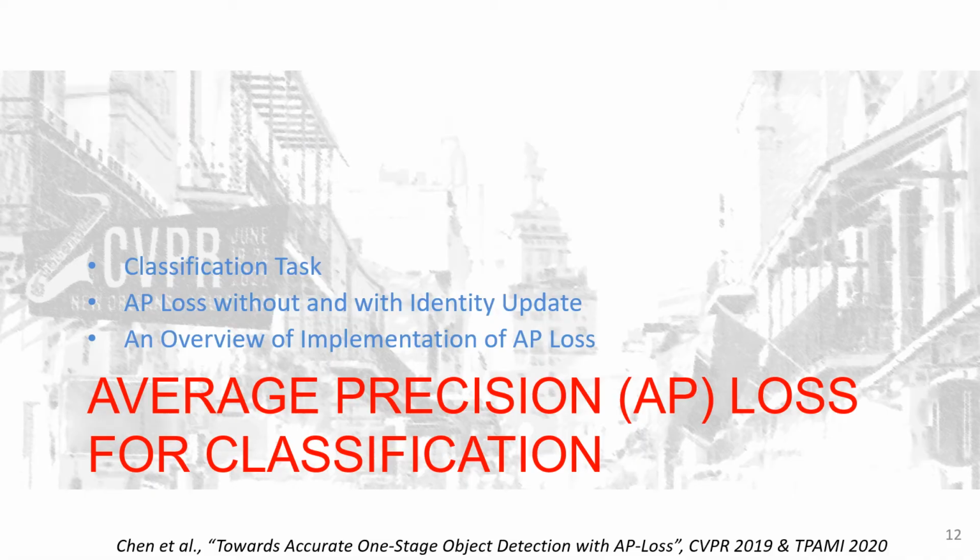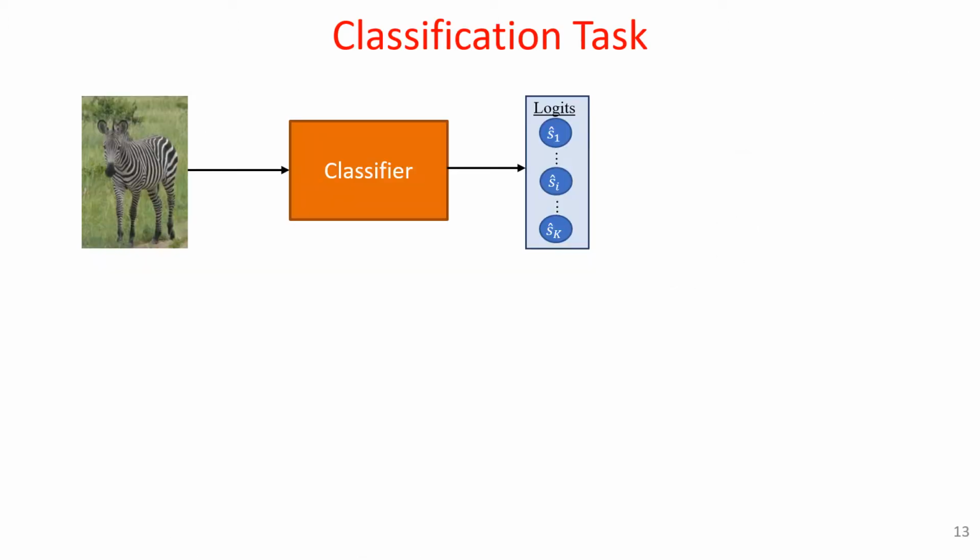Now I will continue with average precision loss, AP loss in short. In this part, I will revisit the classification task, derive average precision loss without and with identity update, and finally I will provide an overview of the implementation of AP loss. Average precision loss is proposed as a ranking-based classification loss, and it is used for supervising the classifier of visual detectors. Image classification aims to infer the class label of the input image.